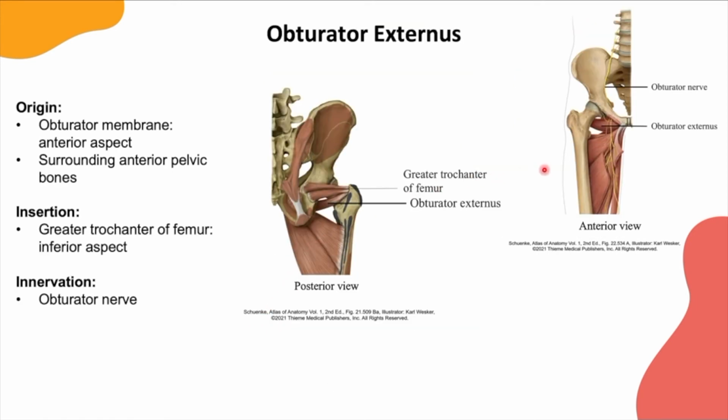Obturator externus, found deep to the cut portions of the anterior and medial thigh muscles, originates on the anterior aspect of the obturator membrane and surrounding pelvic bones and travels laterally to insert on the inferior aspect of the greater trochanter. Obturator externus, similarly to obturator internus, is innervated and supplied blood by the obturator nerve and artery.